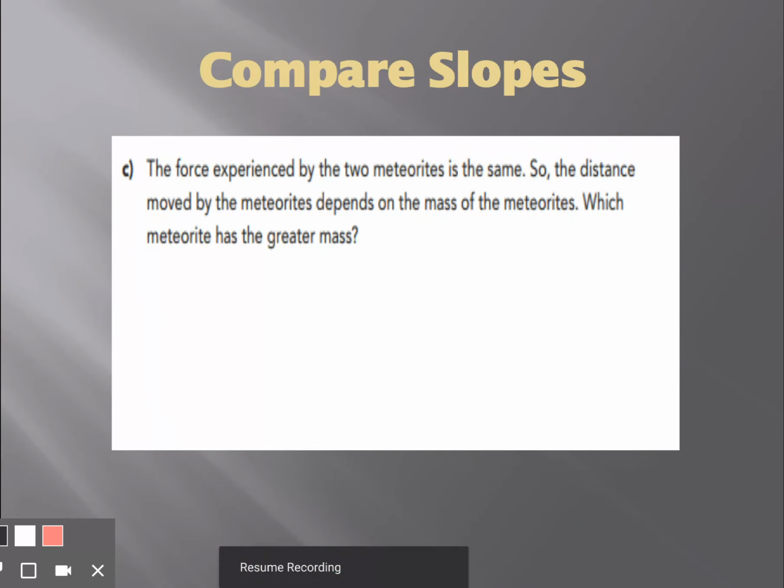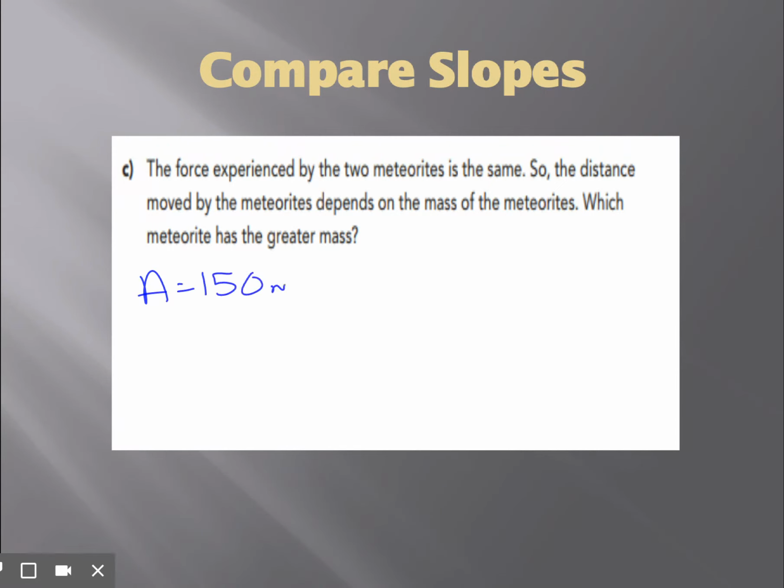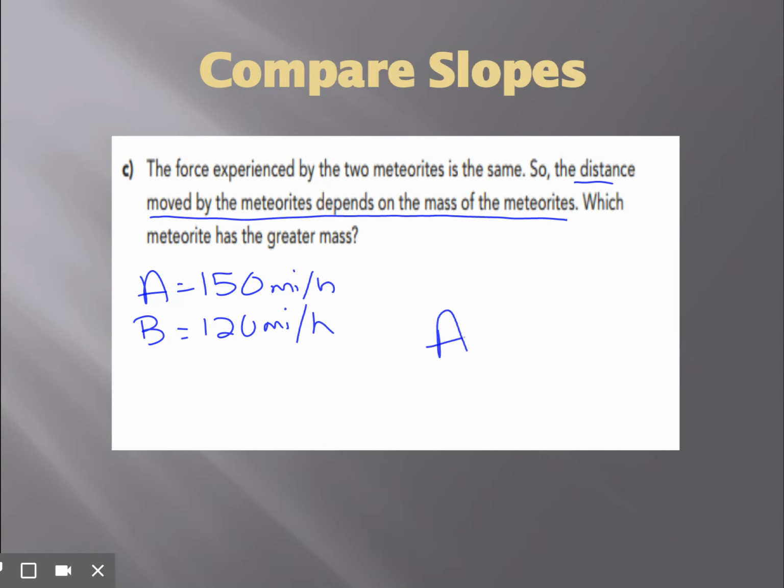So for C, they asked the question. Let's just put our notes here so we don't forget. A moved at 150 miles per hour. B was 120 miles per hour. So they're asking which meteorite has the greater mass. This one is kind of a tricky one. It says the distance moved by the meteorite depends on the mass of the meteorite. They don't really say this to you, which they should, but the larger the meteorite, the faster it's going to move. So meteorite A has the greater mass because it is moving faster.